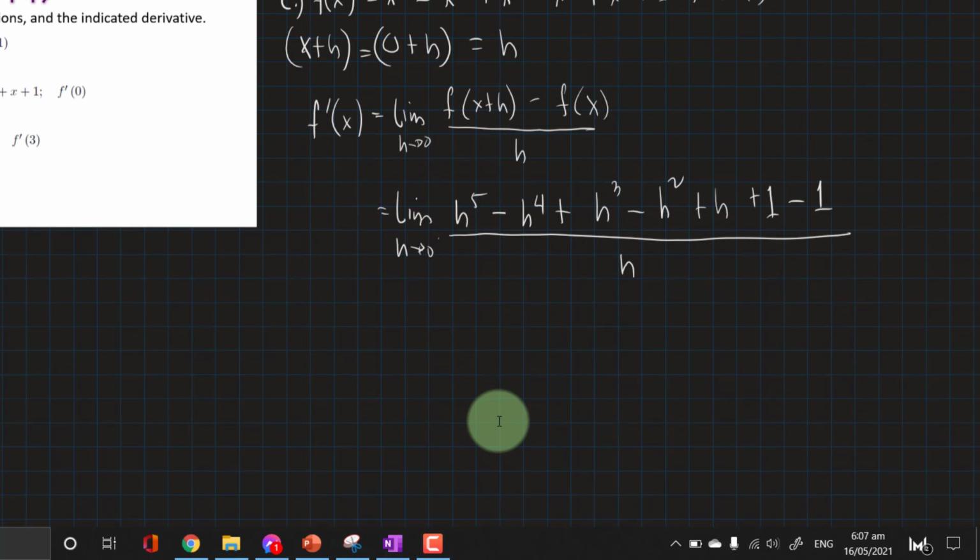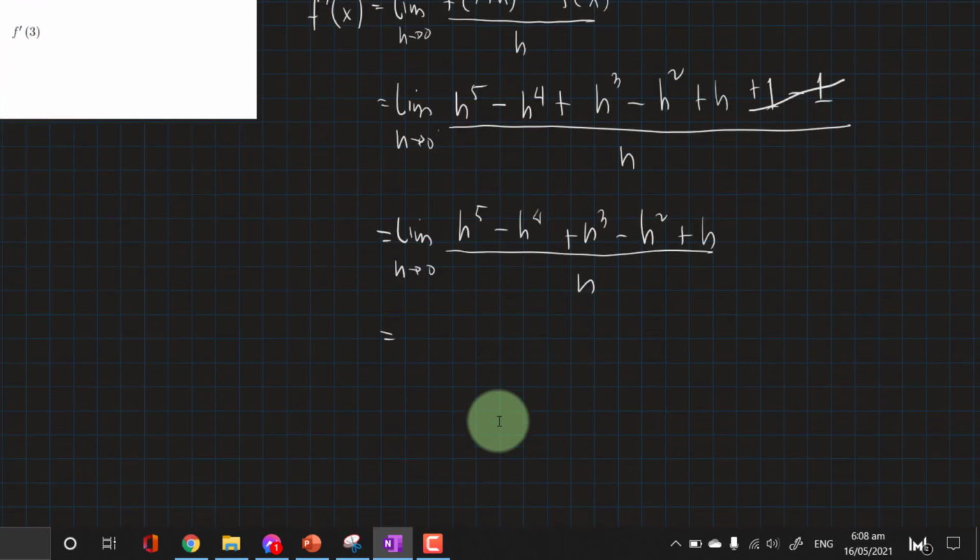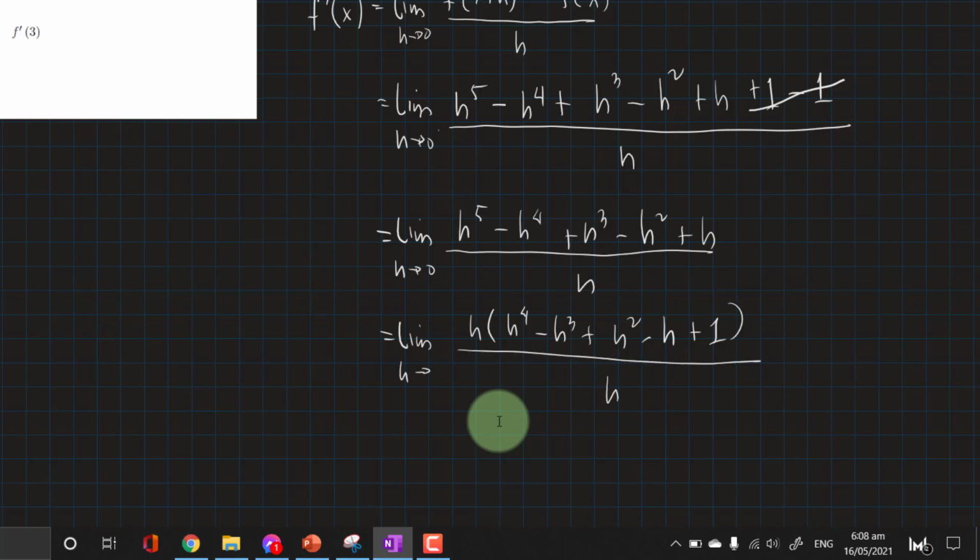So, this will be the limit of, ito, cancel na to. Plus 1, minus 1. So, magiging h to the fifth minus h to the fourth plus h cubed minus h squared plus h all over h as h approaches 0. And then, i-factor natin yung numerator. We have the limit of h times h to the fourth minus h cubed plus h squared minus h plus 1, all over h as h approaches 0. Cancel out natin yung h.